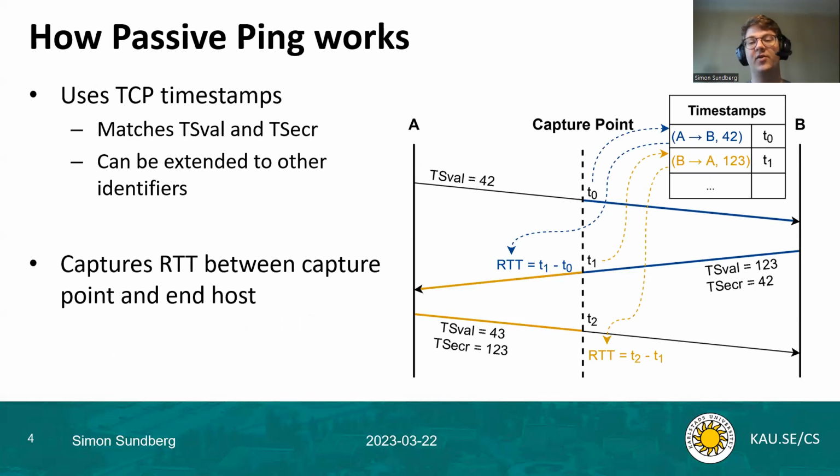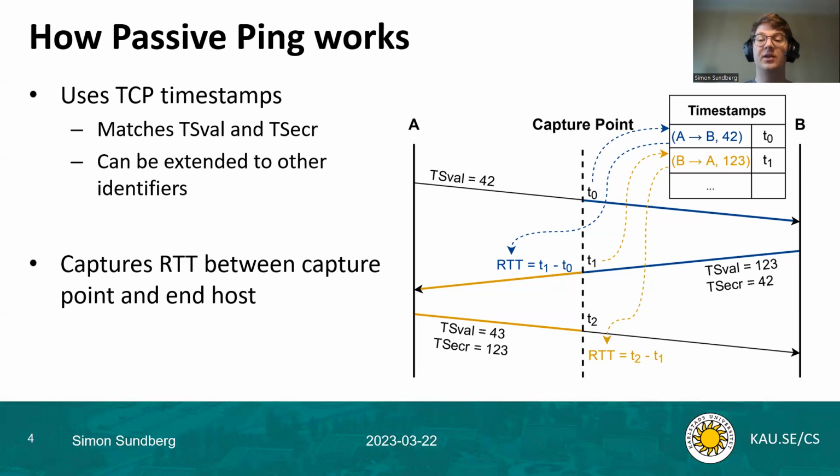So our work is very heavily inspired by passive ping, or pping. So let's take a quick look at how it works. Pping relies on TCP timestamps. And with TCP timestamps, each TCP header will contain two fields, the TS-val and the TS-echo reply field. And the TCP sender will put its own timestamps in the TS-val field of every packet, and the TCP receiver will then echo these back in the TS-ecr field.